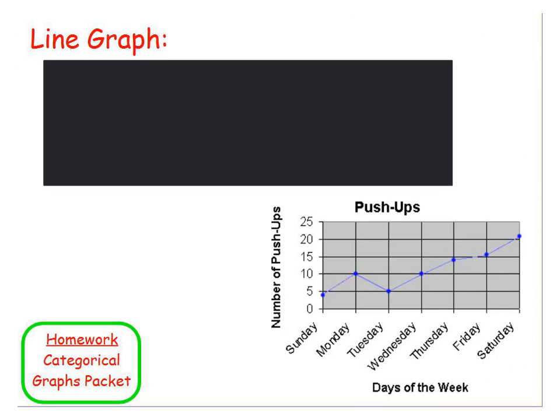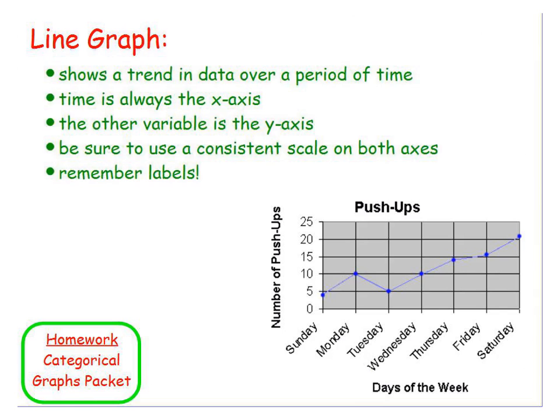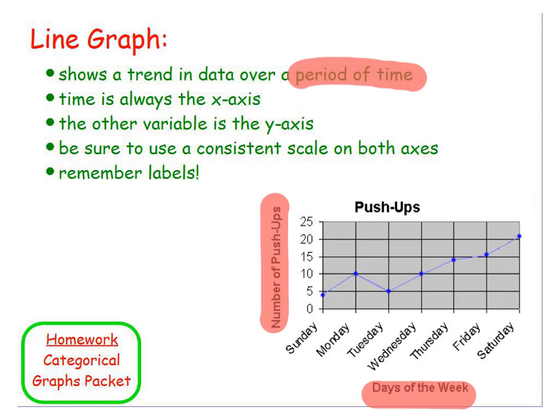So a line graph, it has one very big purpose. Its purpose is to show a trend in data over a period of time. Okay, these graphs must somehow show a period of time. It can be a week, it can be a month, it could be multiple years. Just depends upon what you're tracking. Time will always be your x-axis, and whatever it is that you are tracking, which is your other variable, will always be your y-axis. So as you can see on this picture, we have days of the week at the bottom. We have number of push-ups on the side.